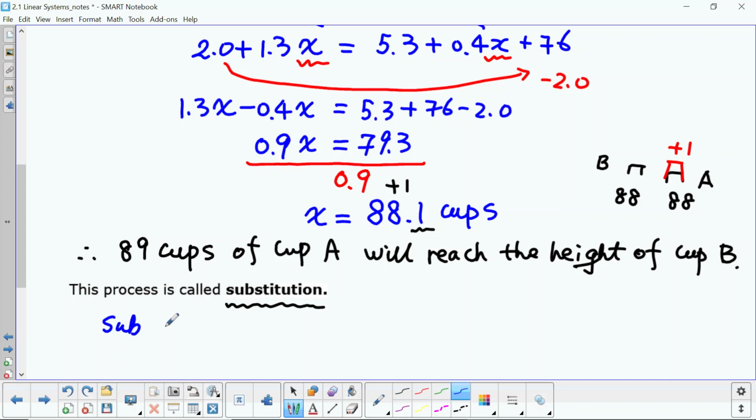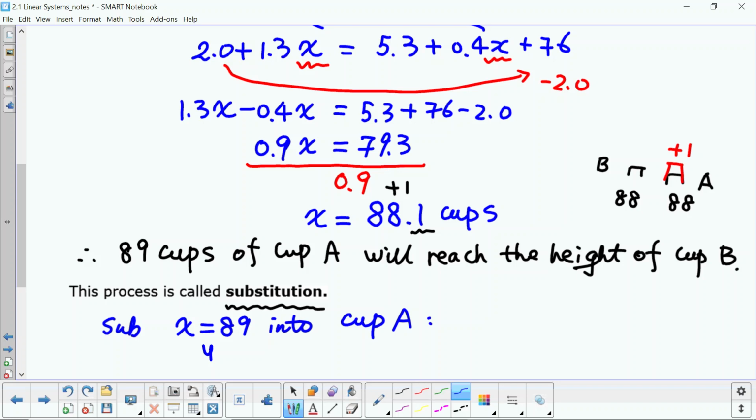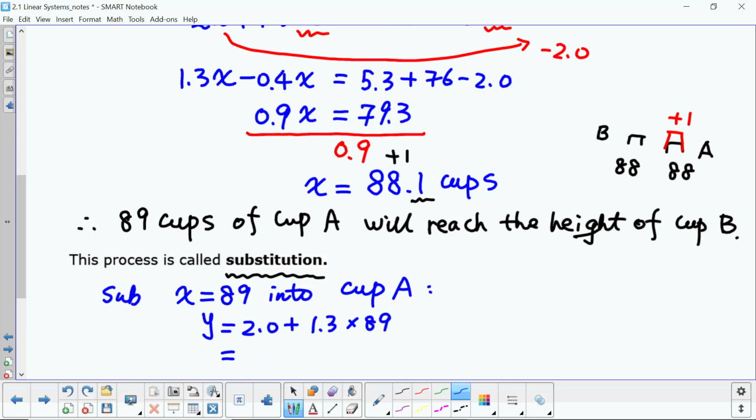So substitute x equals 89 into one of the equations. We may just use cup A. This is real life, you will have different heights, it's okay. So into the cup A equation, the left side, it will be y equals 2.0 plus 1.3 times 89. Then use your calculator and you are going to find the answer for this one.